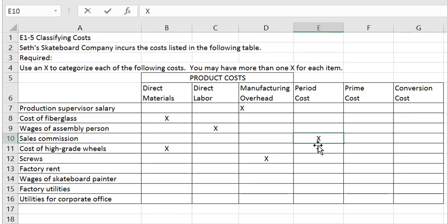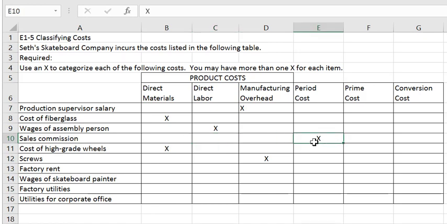So let's see what we've done here. There's 3 different kinds of wages that we've been talking about here. Production supervisor, they're associated with the product, just not directly touching it. Wages of assembly person, which is really involved directly in manufacturing the product. And then wages or commissions of the salesperson, which isn't really involved in making the product at all. That's a period cost.